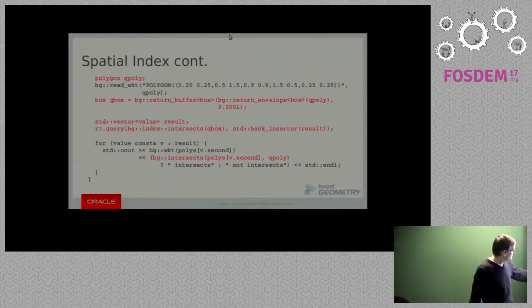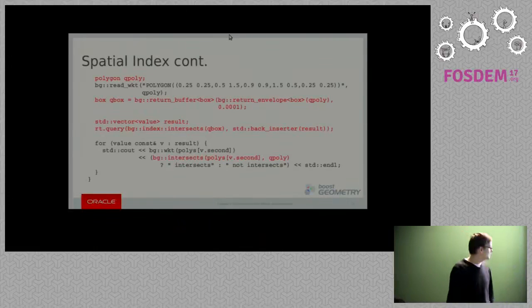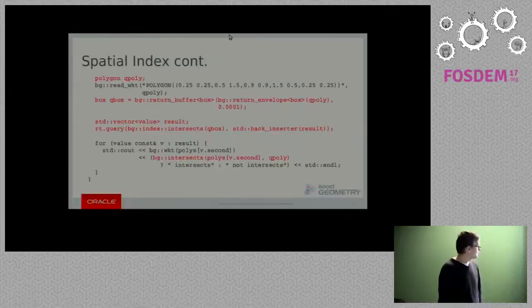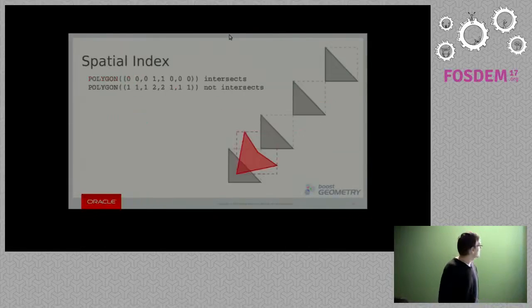Then for each value in the result, I'm printing first the WKT of a corresponding polygon, and then if it intersects the original query polygon, the word intersects, otherwise not intersects. Yeah, so as you can see, 2 polygons have to be checked, and one of them intersects, and another one doesn't intersect the query polygon.